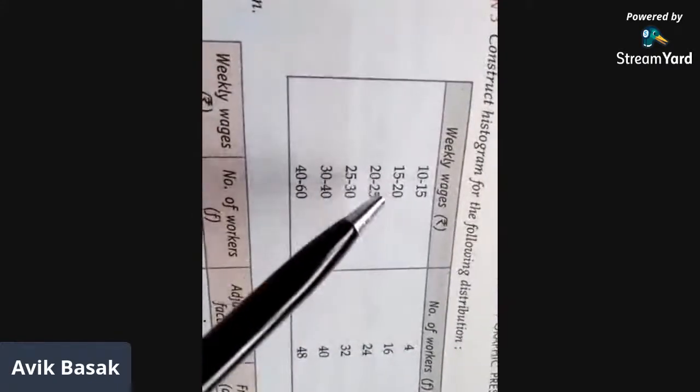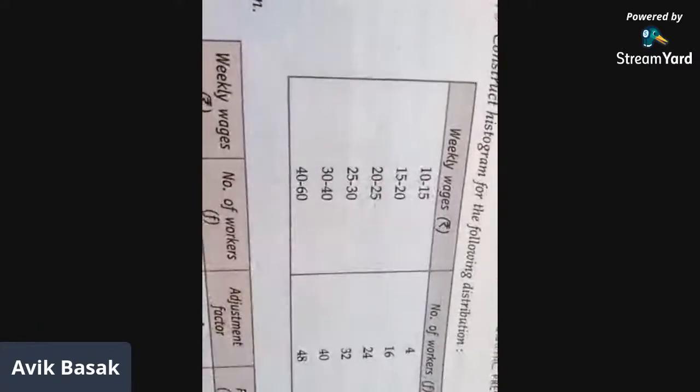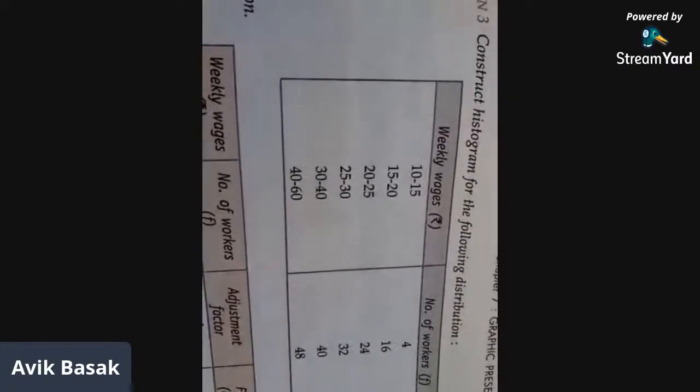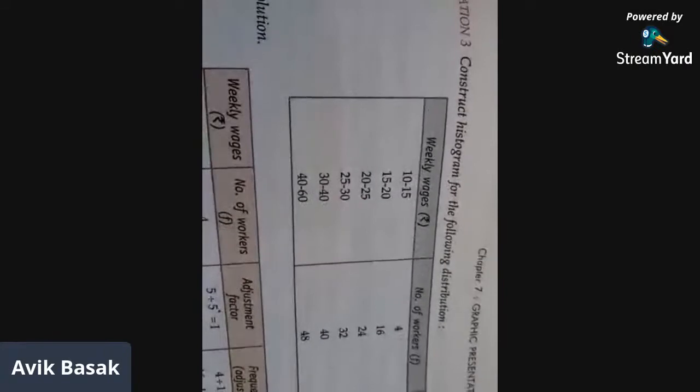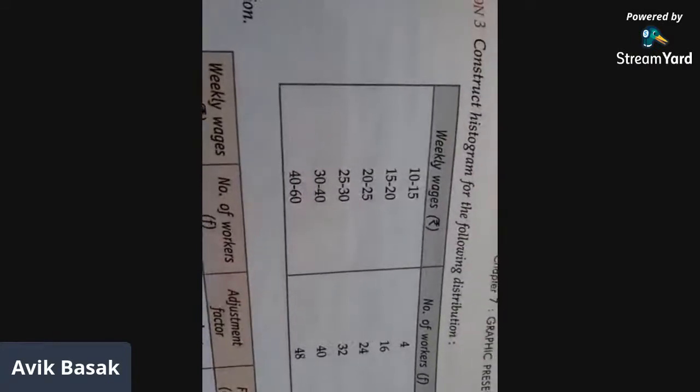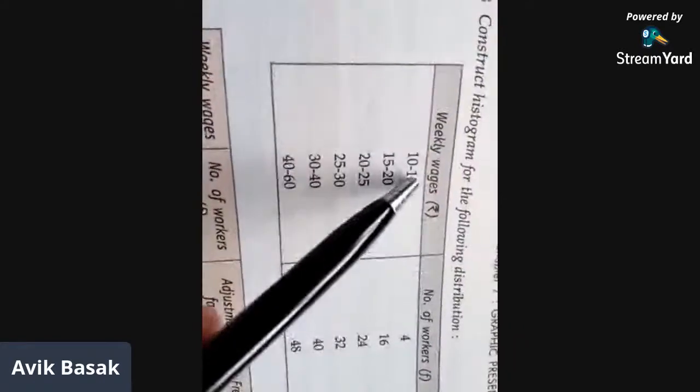15, 15, 20, 20, 25, 20, diagonal portion, all are same. So it is continuous. But is it equal class interval? All the differences are equal? No. See students, all count.